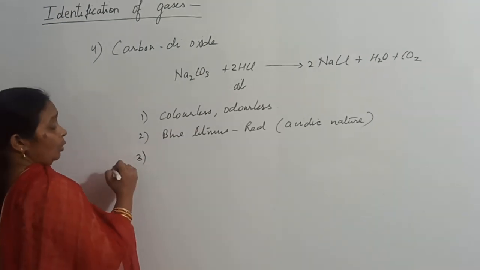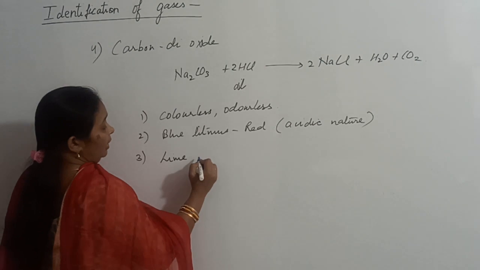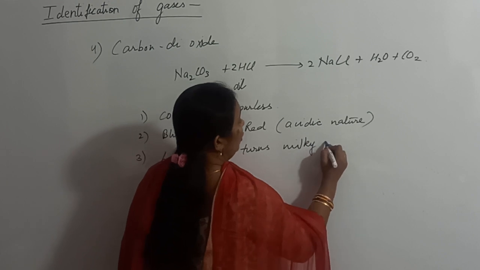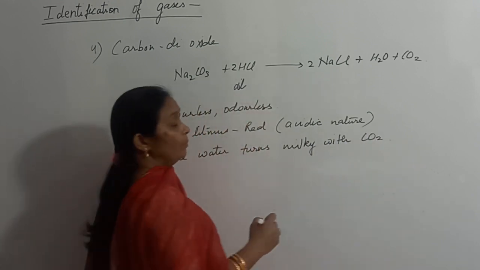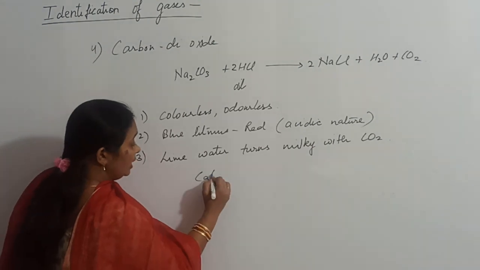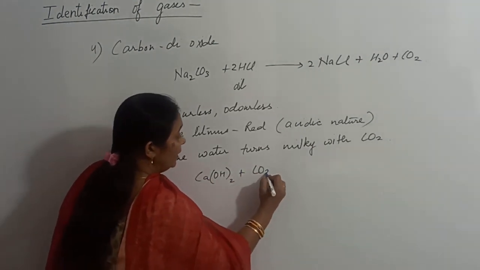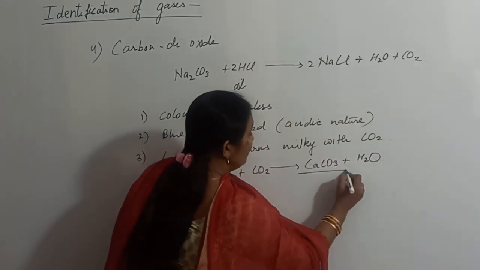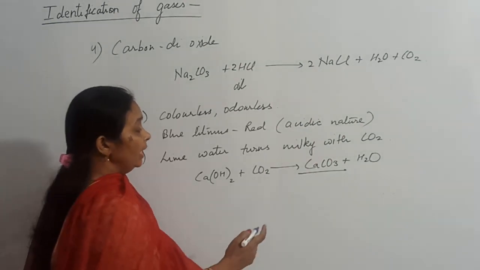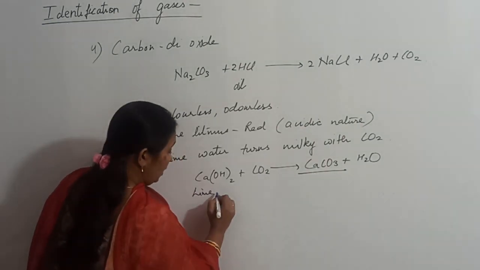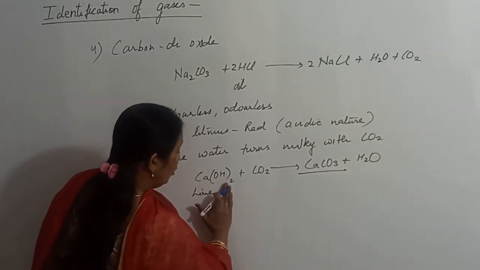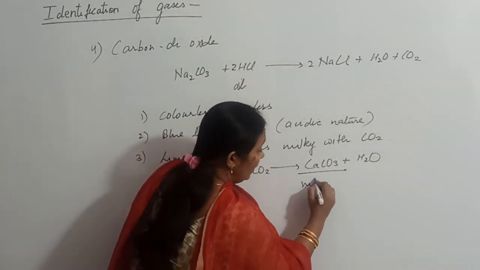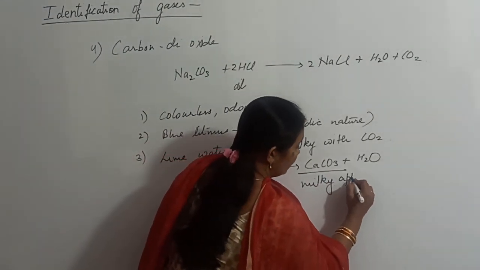So one test is with lime water. Lime water turns milky with carbon dioxide passed in it. Lime water is actually calcium hydroxide. If you pass carbon dioxide through it, it will turn to calcium carbonate and water. This calcium carbonate formation gives it a milky appearance. Lime water is colorless, but when you pass carbon dioxide, calcium carbonate is formed, which gives a milky appearance.